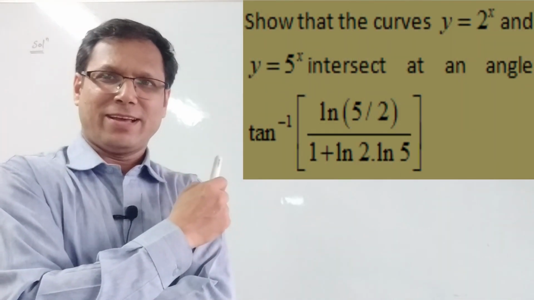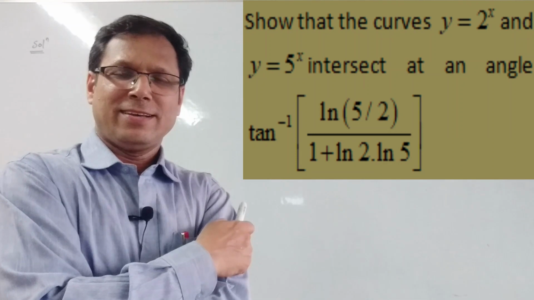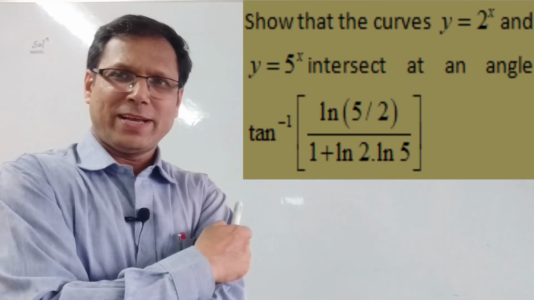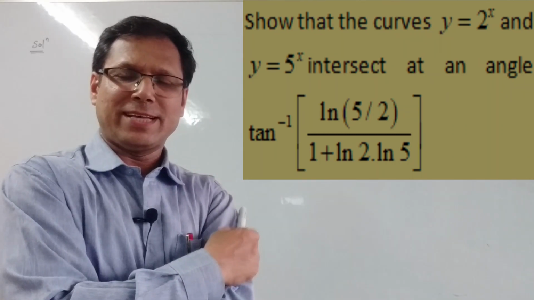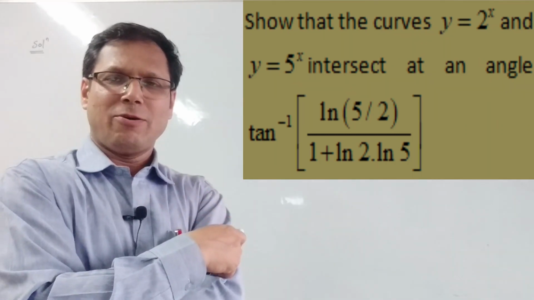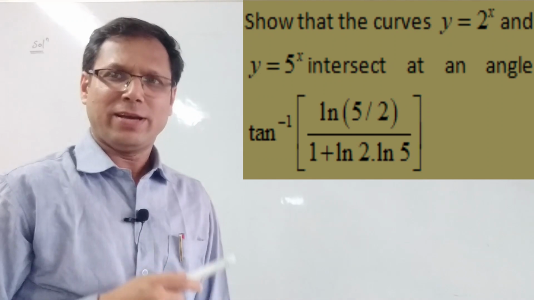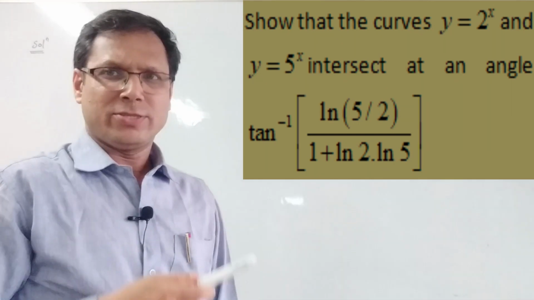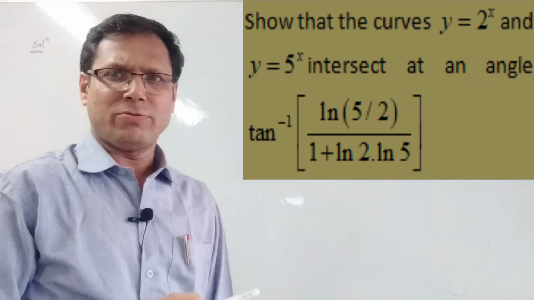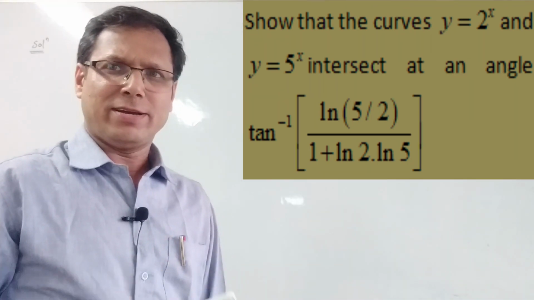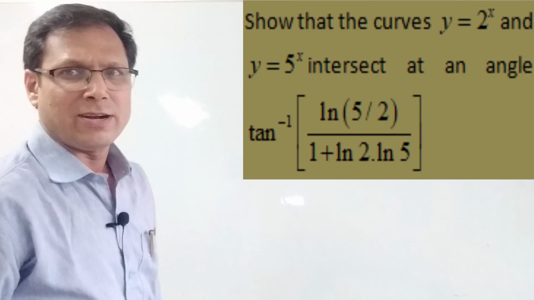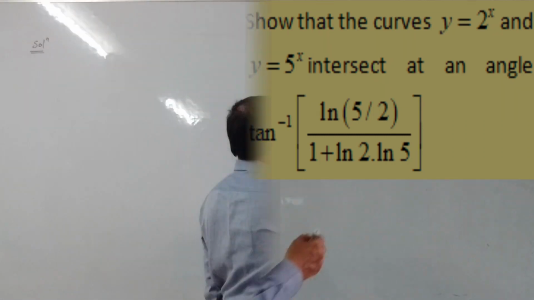Now read the question carefully. He is asking: the two curves y is equal to 2 pi x and y is equal to 5 to pi x are intersecting at an angle tan inverse of ln pi by 2 whole divided by 1 plus ln 2 into ln pi. Before going to the solution of the problem, first we have to draw a rough sketch of the two curves, y is equal to 2 pi x and y is equal to 5 to pi x. So let us draw the rough sketch first.